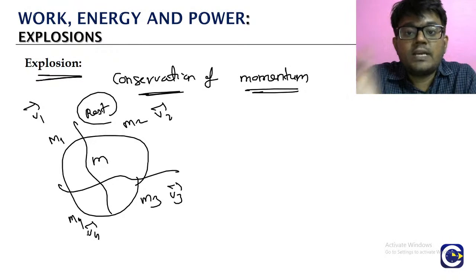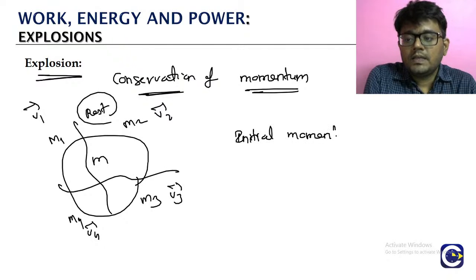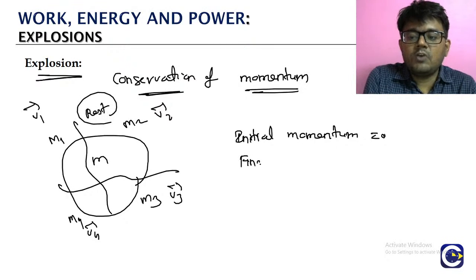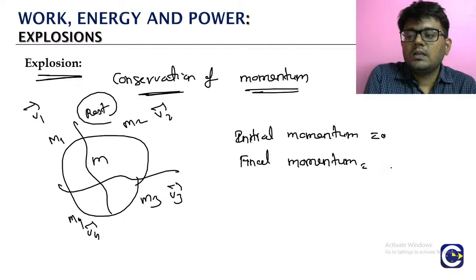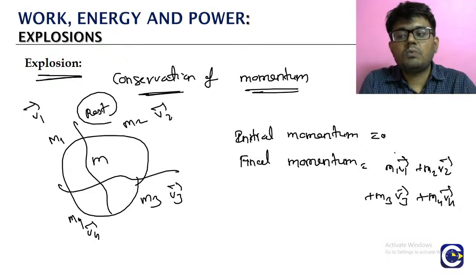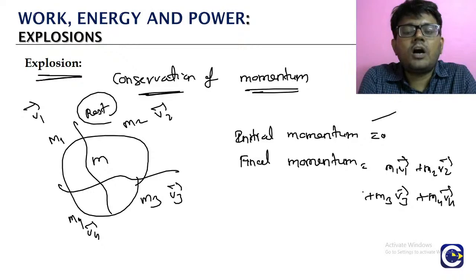In the explosion process there is no external force acting, right? So the initial momentum, if it is at rest, means 0. Final momentum will be m1 v1 bar plus m2 v2 bar plus m3 v3 bar plus m4 v4 bar. So whatever is the initial momentum will be equal to the final momentum of all the particles.